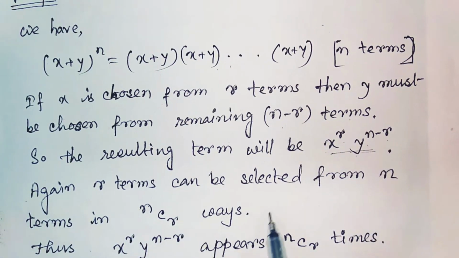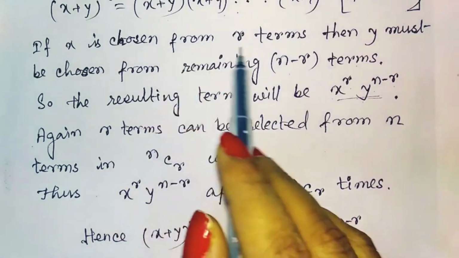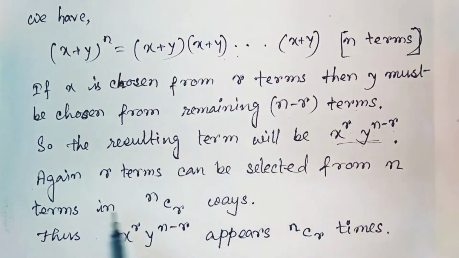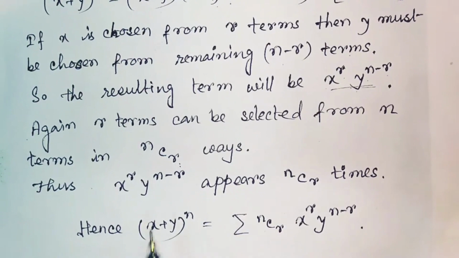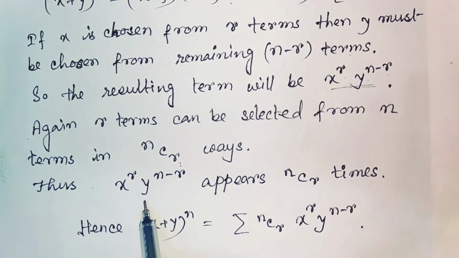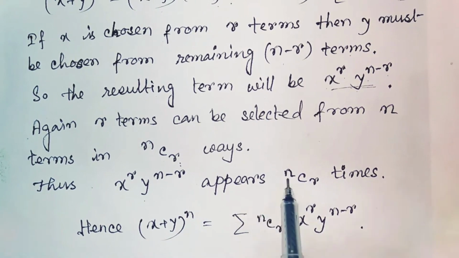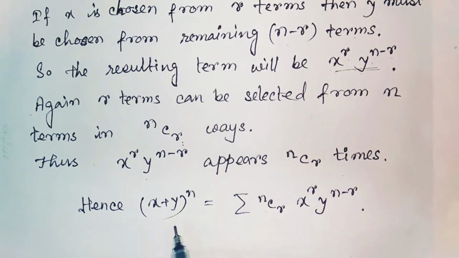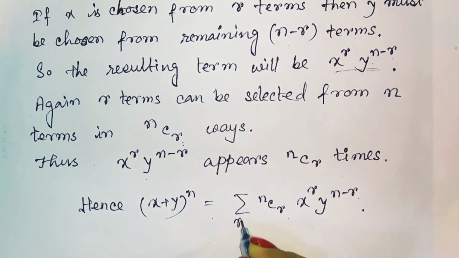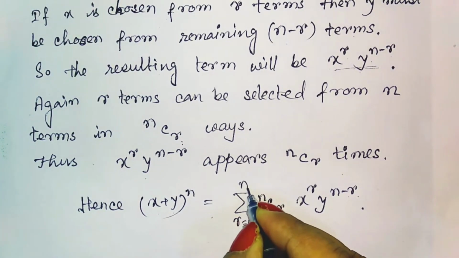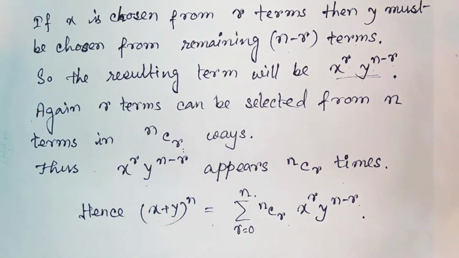Again, r terms can be selected from n terms. Here a total of n terms are given. So from these n terms, r terms can be selected in nCr ways, that we know. So that means x to the power r, y to the power n minus r appears nCr times. Hence we can write x plus y to the power n is equal to nCr x to the power r, y to the power n minus r. And all such terms we will find if we take the summation, where the summation runs from 0 to n. This is our binomial theorem.